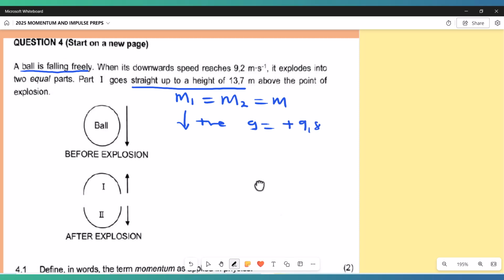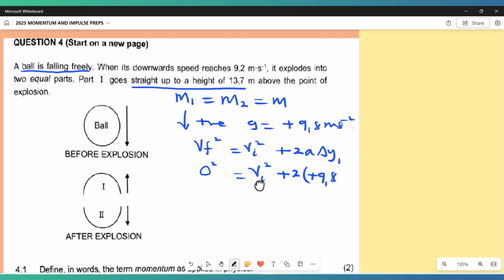Okay, meters per second squared. Now, because it goes to maximum height, I'm looking for the V initial. So I'm going to use V final squared equals V initial squared plus 2a change in y for mass 1. At maximum height, velocity is 0, so I'm going to say 0 squared here. I'm looking for this V initial. My acceleration is positive 9.8.